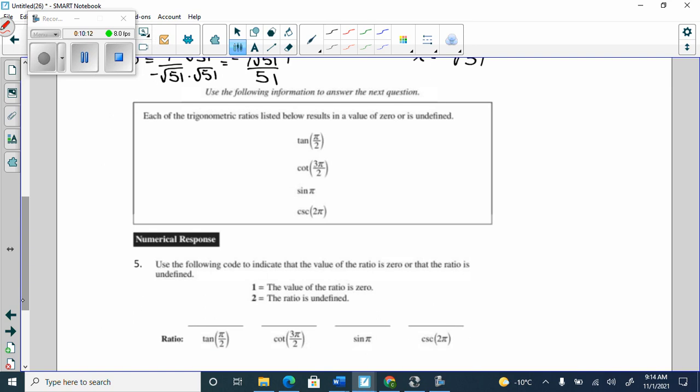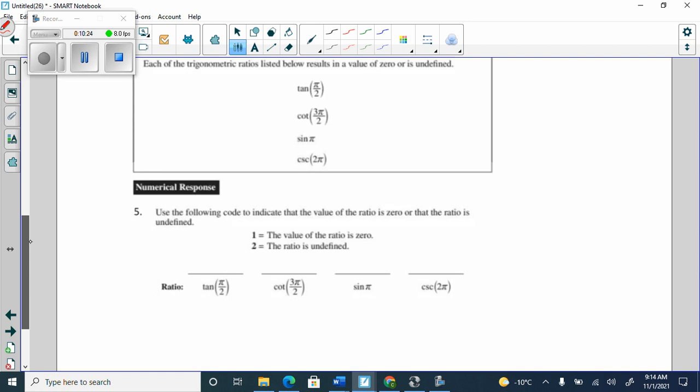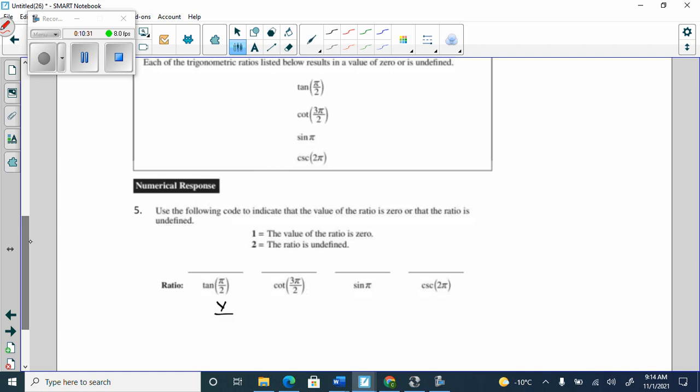Okay, number 5. Use the following code to indicate that the value of the ratio is 0 or that the ratio is undefined. So tan of pi over 2. Don't go using your calculators. Use your brain cells. They're much more reliable, I promise. So tan is y over x. At pi over 2, what's the y? 1. And what's the x? 0. What happens when you divide by 0? Undefined.